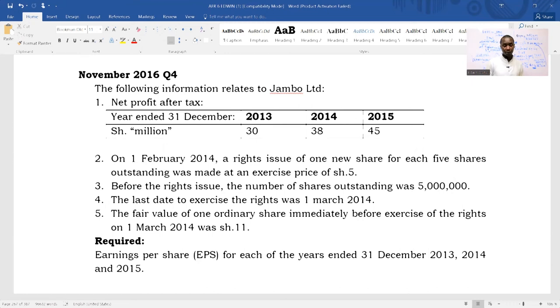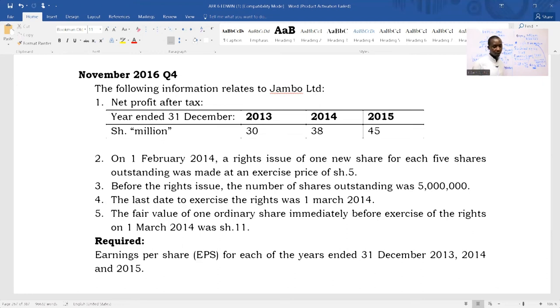November 2016, question four. We have the net profit after tax for 2013, 2014, 2015. Number two, on 1st February 2014, a rights issue of one new share for each five shares outstanding was made at an exercise price of shillings five. Number three, before the rights issue, the number of shares outstanding was 5 million. The last day to exercise the rights was on 1st March 2014. The fair value of one ordinary share immediately before exercise of the rights on 1st March 2014 was 11. So they need earnings per share.